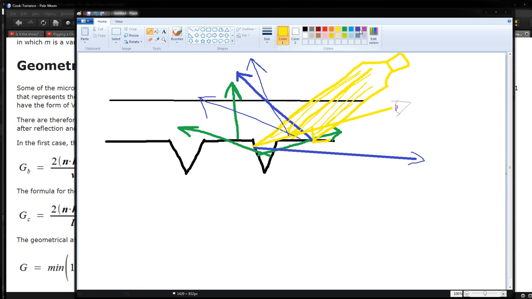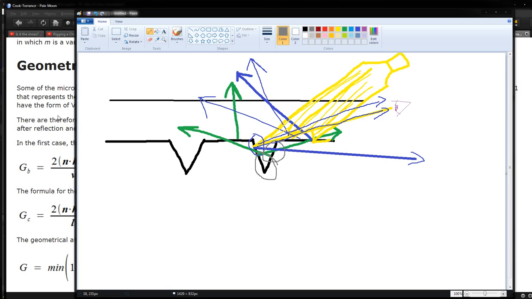But I will see some light being reflected off of this surface, and so I'm going to see a bit of a highlight in this area, but I can't see anything down here. I can't see any specular down here, and I can't see any specular on that side.